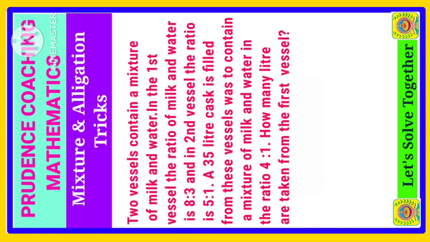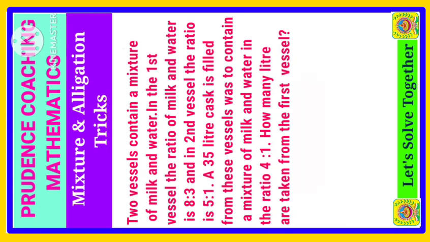Two vessels contain a mixture of milk and water, meaning in both the vessels milk and water are stored. In the first vessel, the ratio of milk to water is 8:3. That means if 8 units is the quantity of milk, then with respect to that, 3 units will be the portion of water in that mixture. In the second vessel, the ratio is 5:1. So if the milk is 5 units, then the water is 1 unit in ratio.